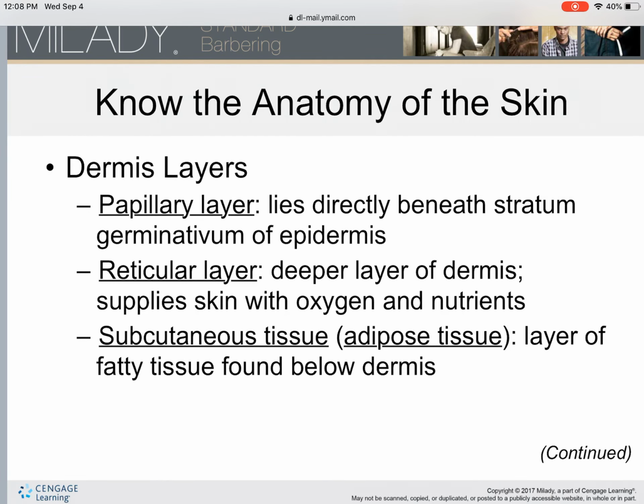You have the papillary layer. The papillary layer lies directly beneath the stratum germinativum of the epidermis. So we said the stratum germinativum is the deepest layer of the epidermis, and the papillary layer is the first layer of the dermis. That's why they meet. What does it do?